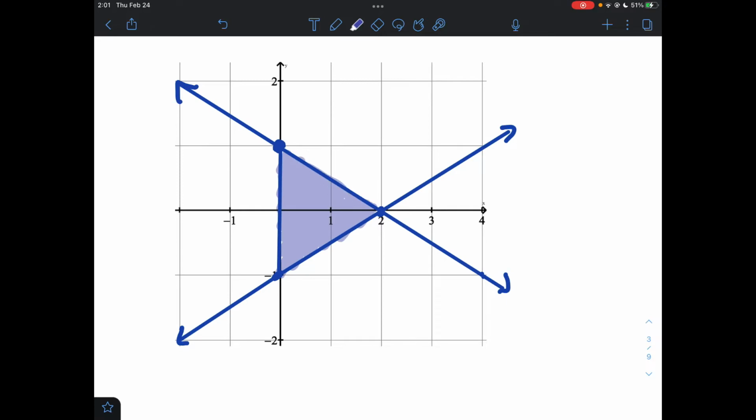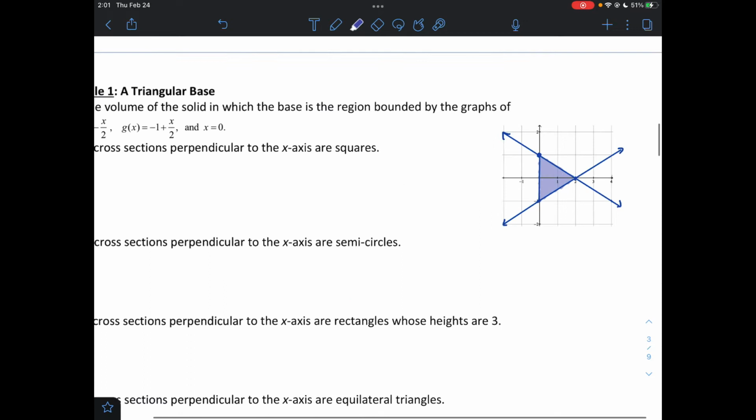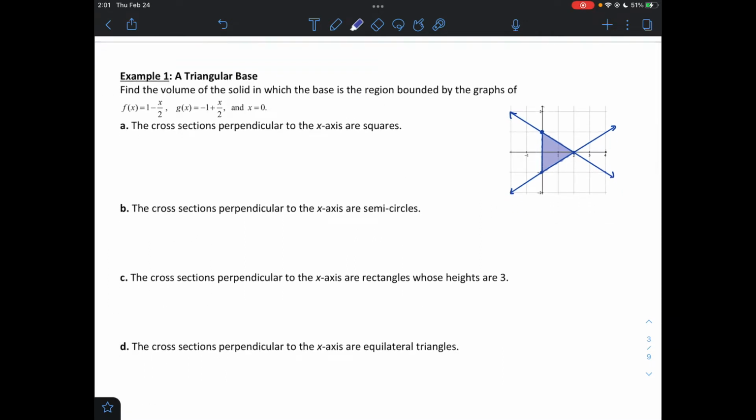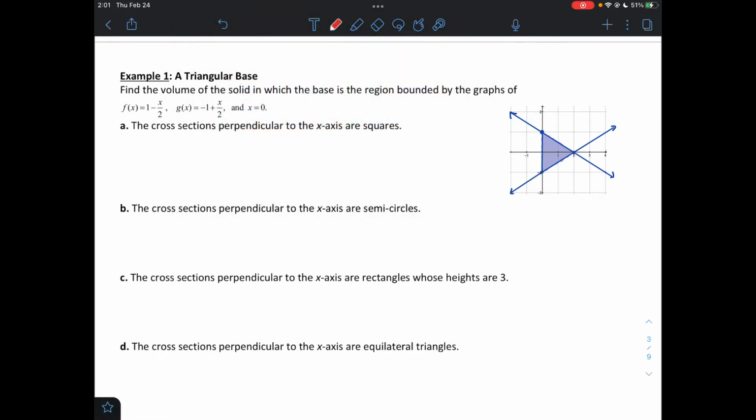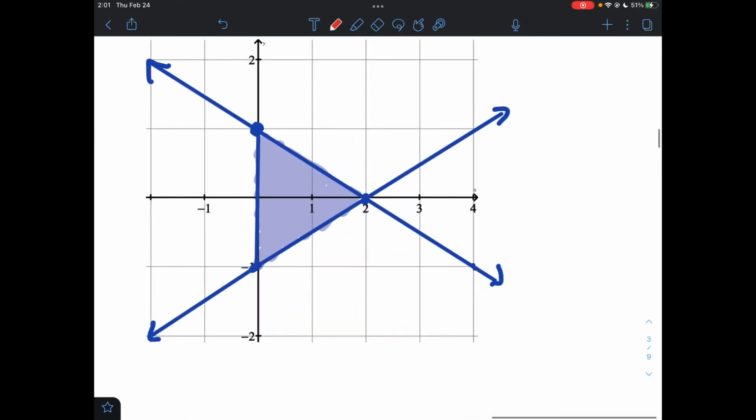But on top of that triangle, we're going to stack. What are we going to stack? Squares, semicircles, rectangles, or equilateral triangles. The first one says squares perpendicular to the x-axis. So that's going to look like this. Here's one of the squares. That's the bottom of one of the squares.